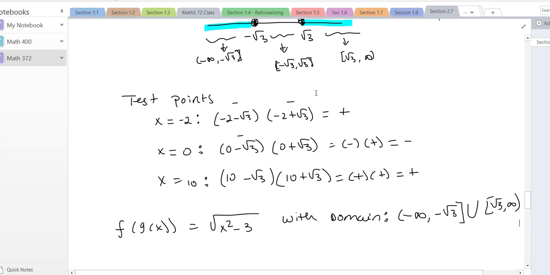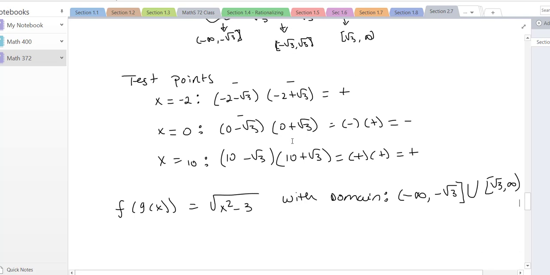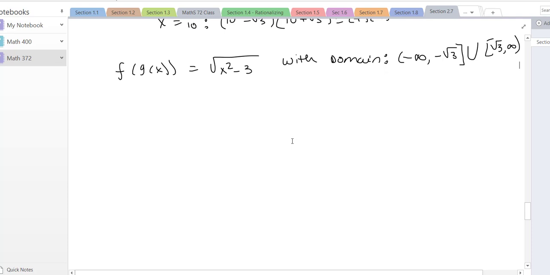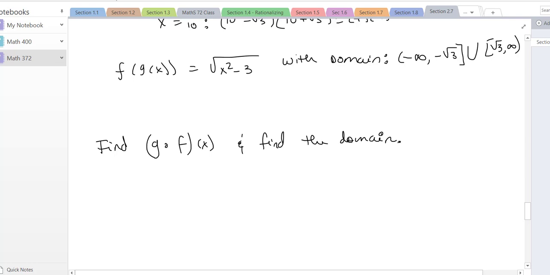Okay, so that's how you find the composition of functions and the domain of the composition of functions, and it helps us review a little bit of how you find the domain of something. A good problem to try on your own is, what about g of f of x, and find the domain. Try that on your own and email me for the answer.